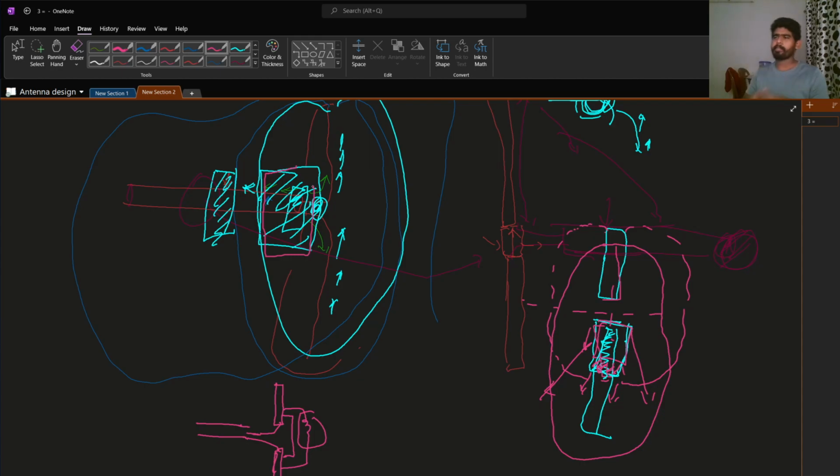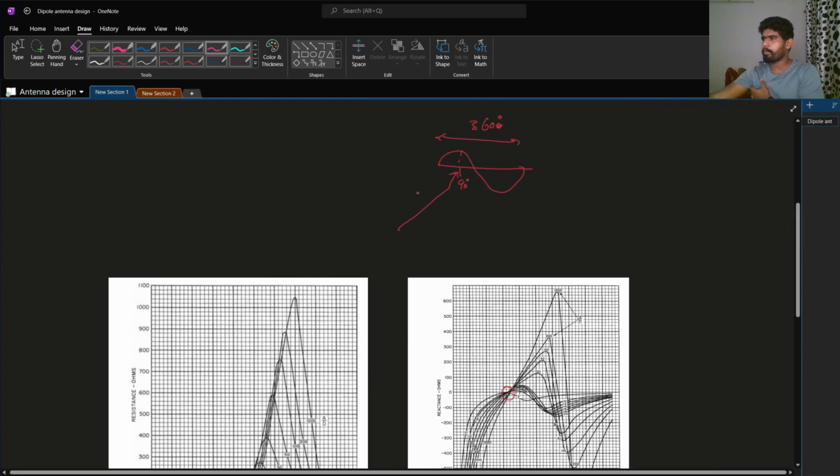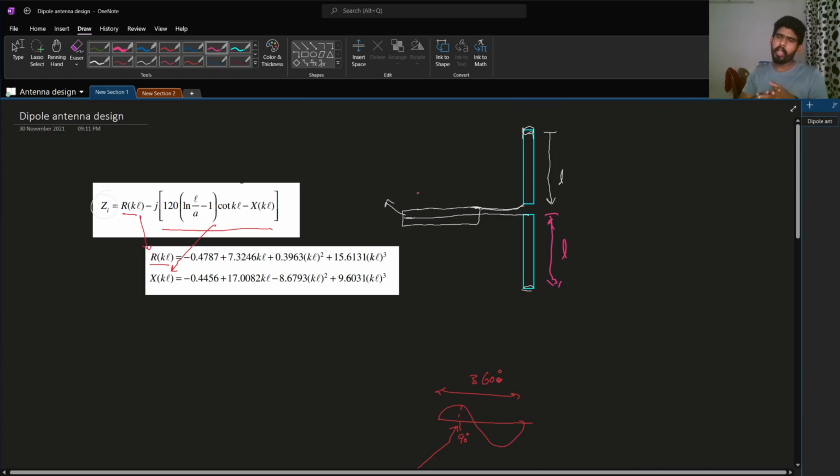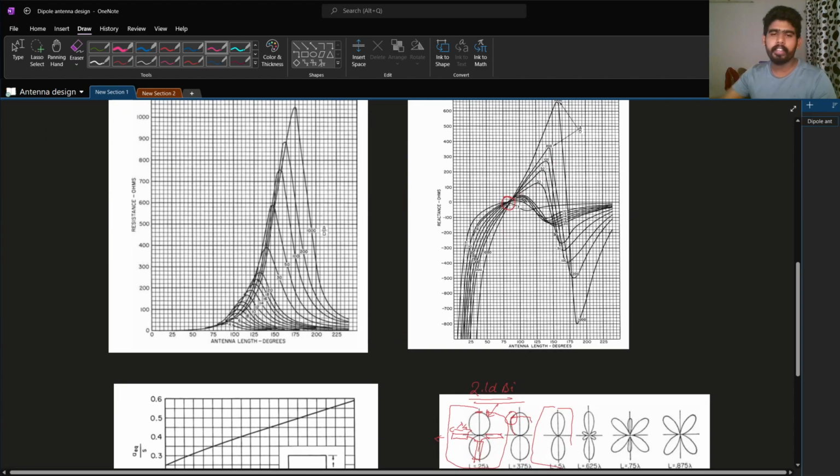From my perspective, for dipole antenna design there is no need for simulation, because this length will always be less than lambda by 2. You don't need to design an antenna with lambda by 2. These elements always come with some resistance, so the length will come to almost 80 degrees, so 80 to 90 degrees this length will come.